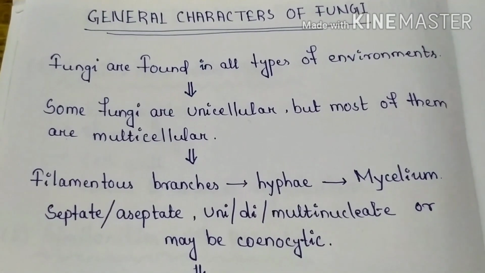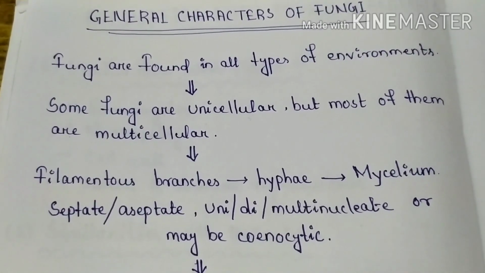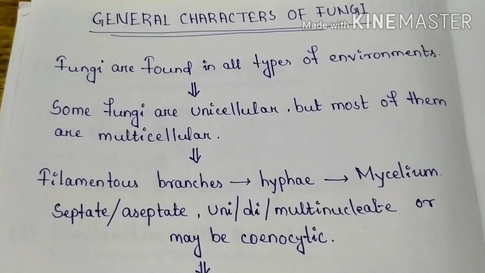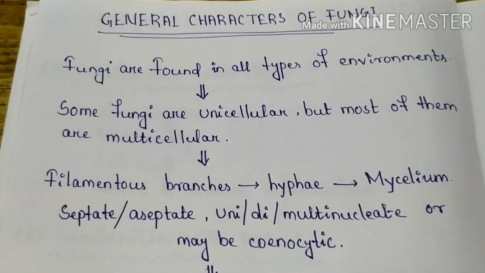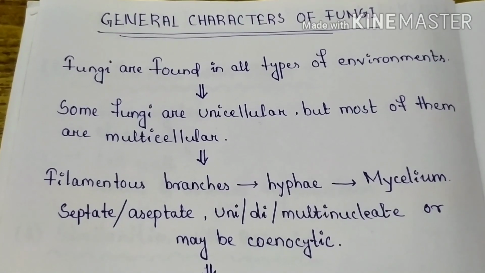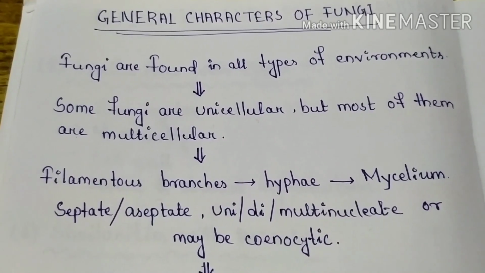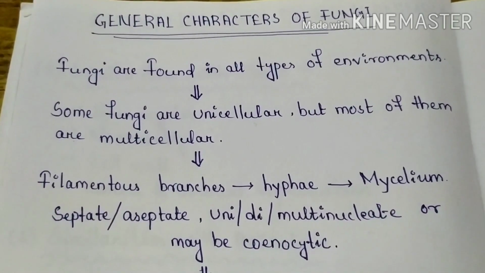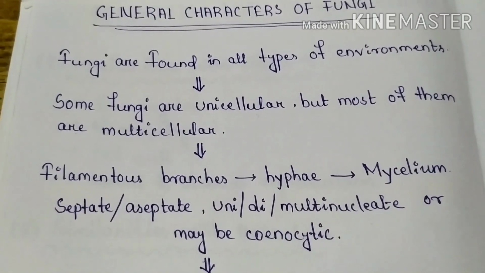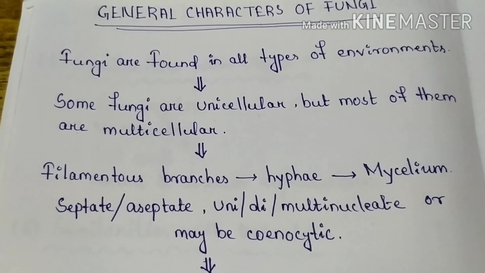Fungi are found in all types of environments where organic materials are available. For example, they may be present in water, in air, in dead and decaying organisms, or in living organisms. Next point, some fungi are unicellular but most of them are multicellular. An example of unicellular fungi is yeast and an example of multicellular fungi is mushroom.